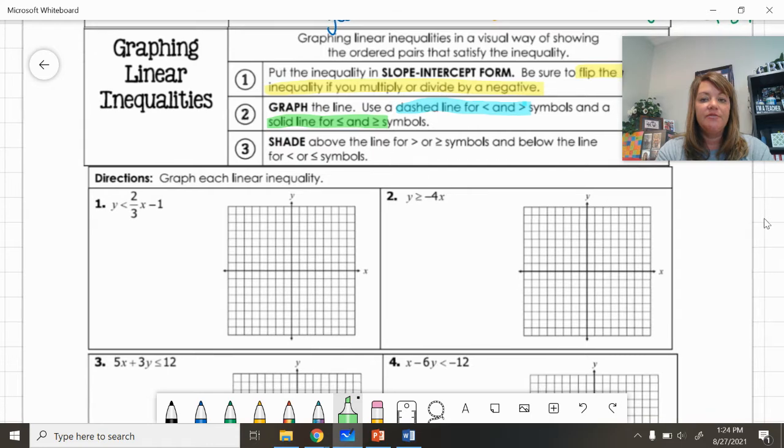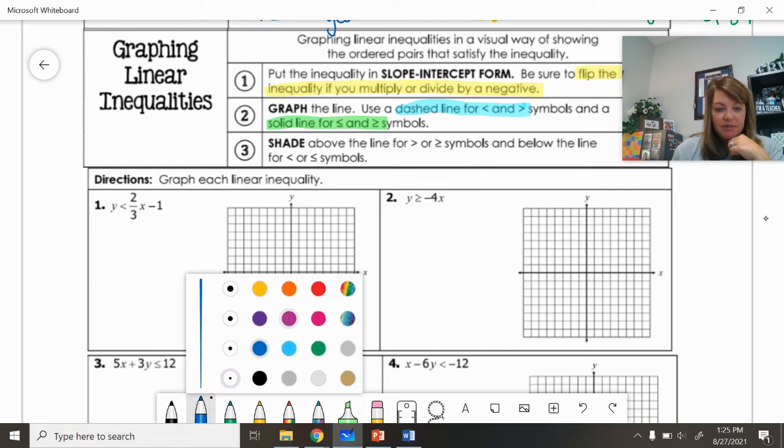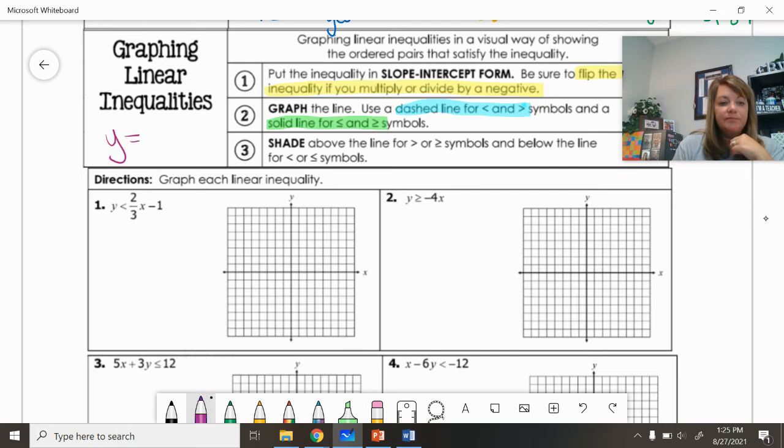All right, I'm going to leave my steps here for just a minute so I can kind of see what I'm doing. This first one says y is less than 2/3 x minus 1. And this one is already in y equals mx plus b form. Okay, remember, slope-intercept form is y equals mx plus b. So these have to be in y equals mx plus b form. And remember the important stuff here, that this guy's slope and this guy's y-intercept. Okay, this is where we begin and this is how we move.